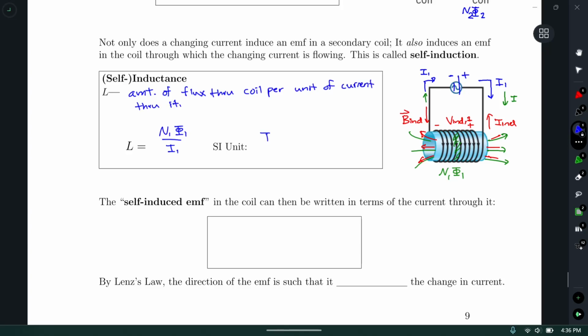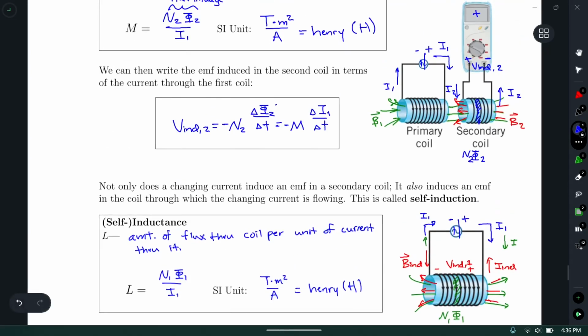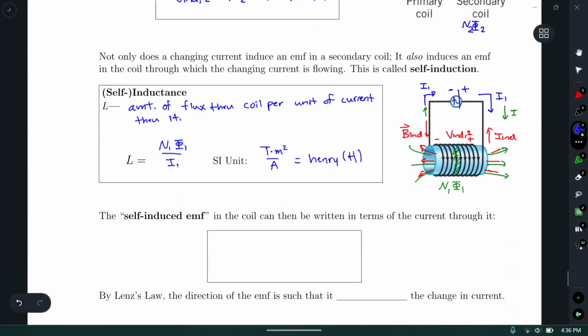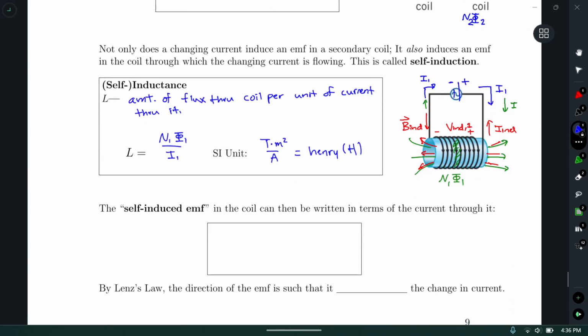The units will be the same as mutual inductance, Tesla square meters per amp, or henries. The only difference between the two is that this is all happening with one coil, both the current going through and the flux are talking about a single coil. Up here, we're talking about the current going through one primary coil, and then the flux resulting from that through the secondary, and how those are linked together. This is about the self-linkage of the coil.